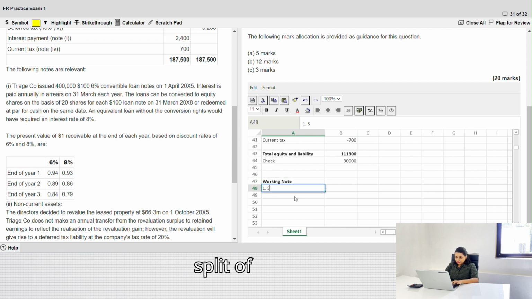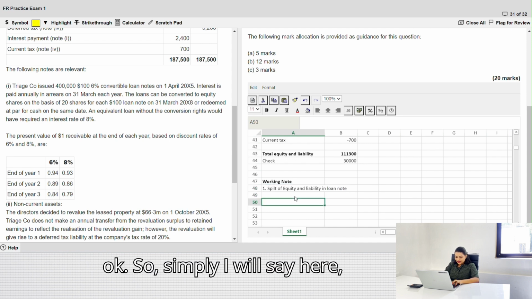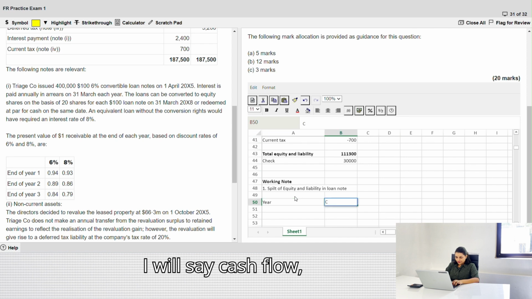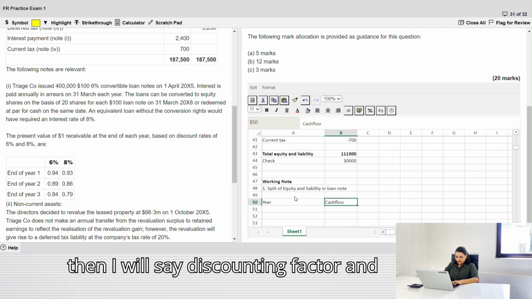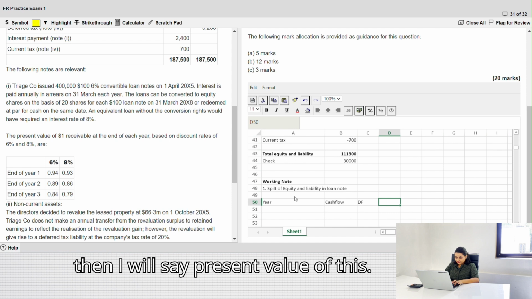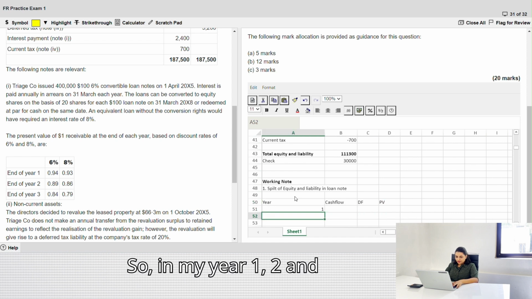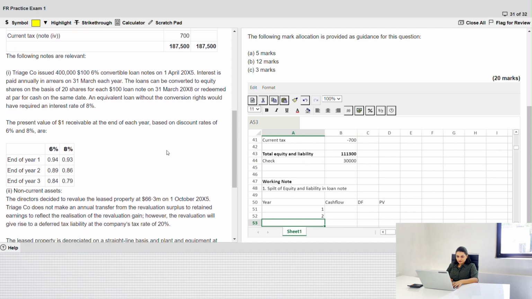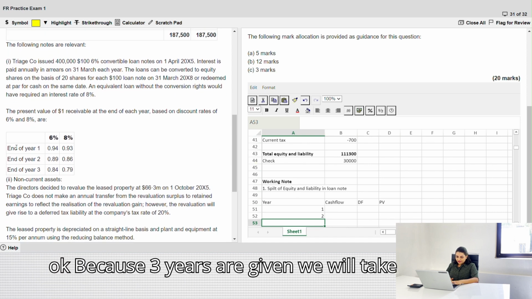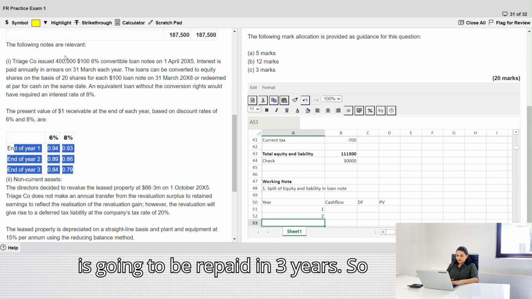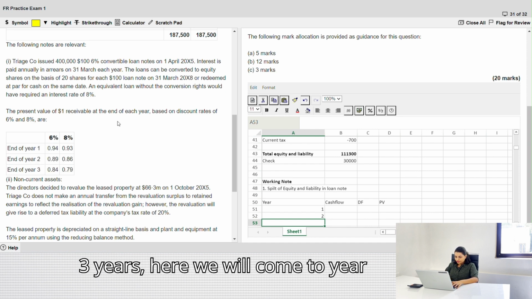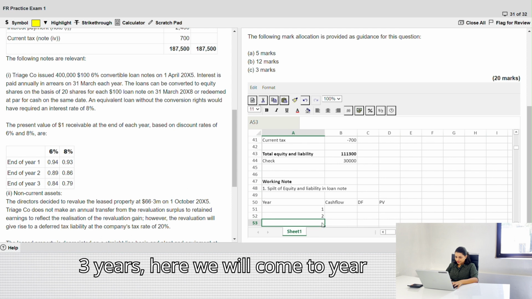So we will say working note: split of equity and liability in loan note. Simply I will say year, cash flow, then discounting factor, and then present value of this. So in my year 1, 2 and 3. Because 3 years are given, we will take it for 3 years. We will assume that this is going to be repaid in 3 years.